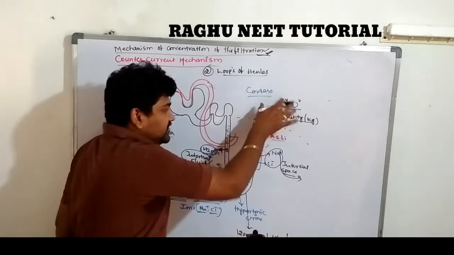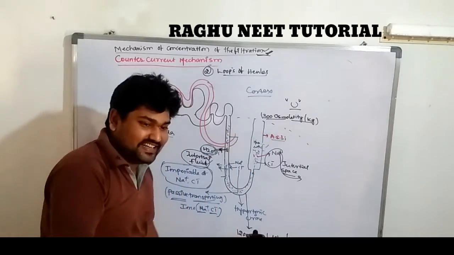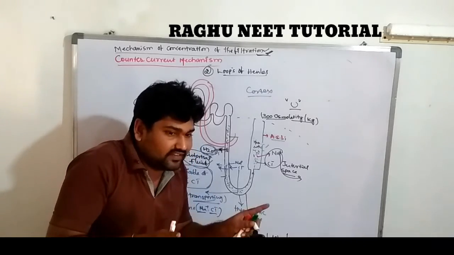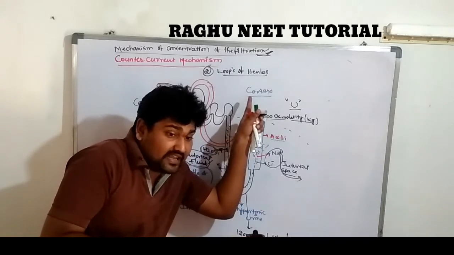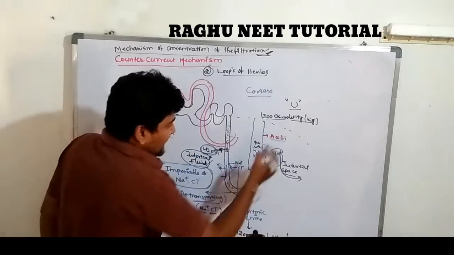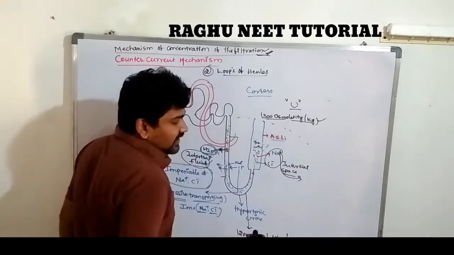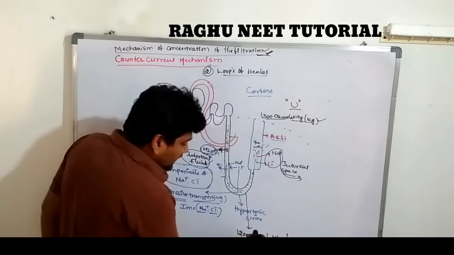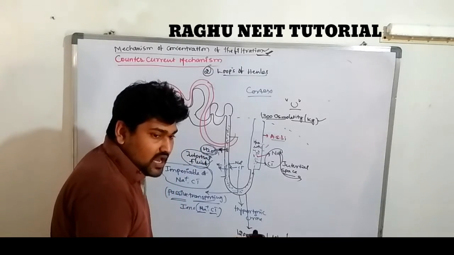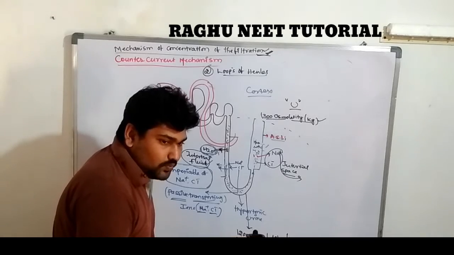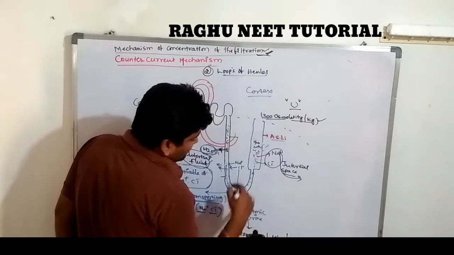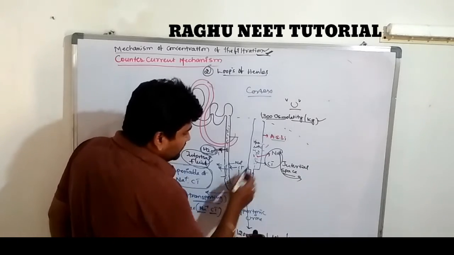So the cortex region has very little concentration, while the deeper medulla region has a huge amount of concentration, gradually increasing from the ascending to the descending. So the ascending region has 300 osmolality per kg, and the descending region, the loop of Henle region, contains 1200 osmolality per kg.